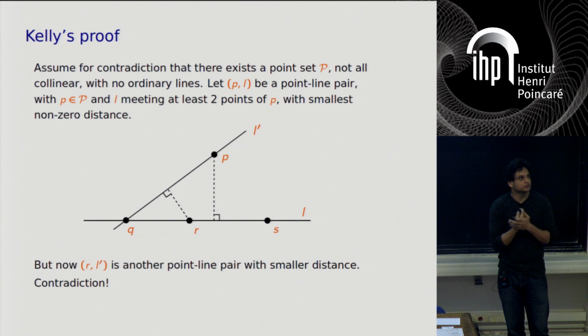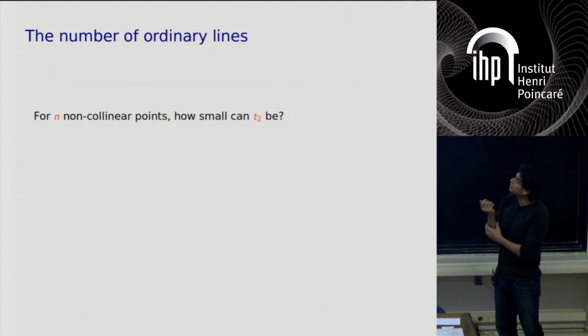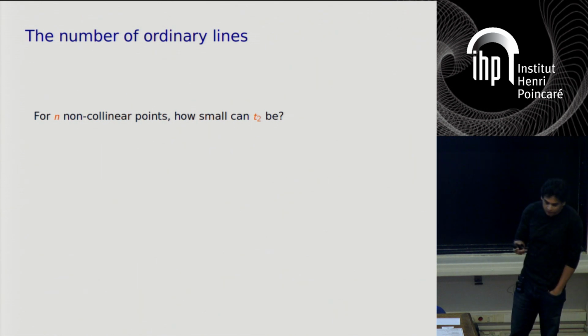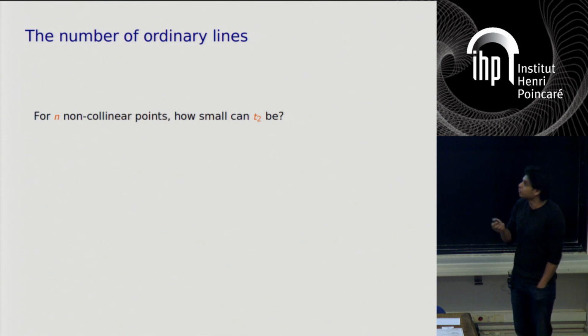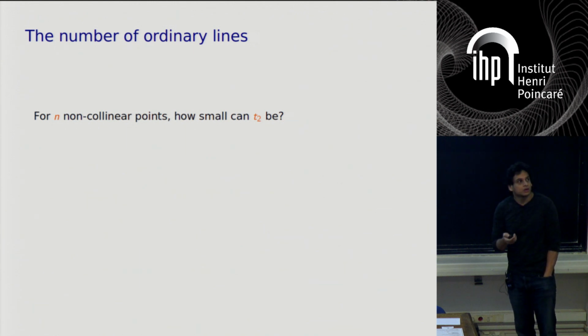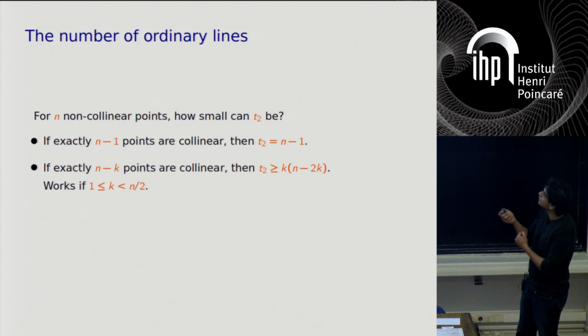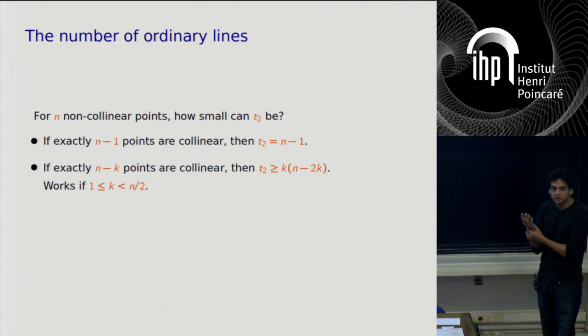So sounds simple enough so far. What else do we know? Well, we can count the number of ordinary lines. So suppose I have n non-collinear points. How small can I make T2? So we know it can be 0. Can we get an actual lower bound on it? So for example, if I have n minus 1 points on a line, and 1 point off the line, then I should have n minus 1 ordinary lines.